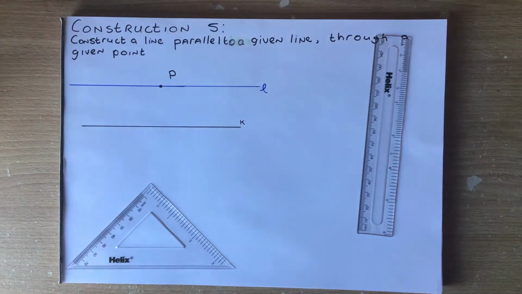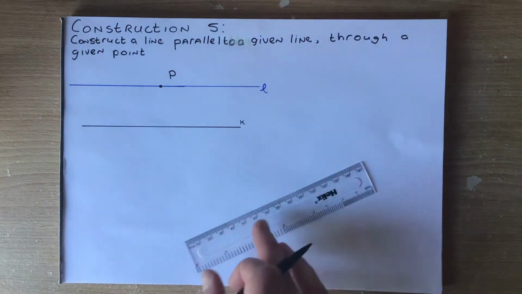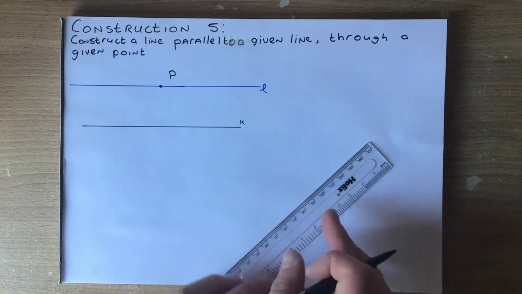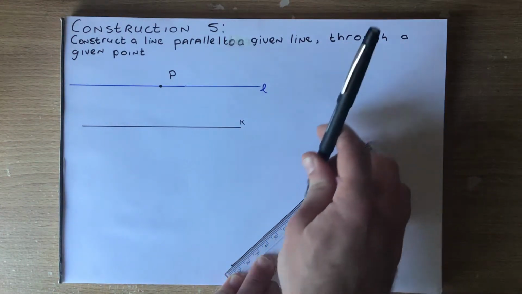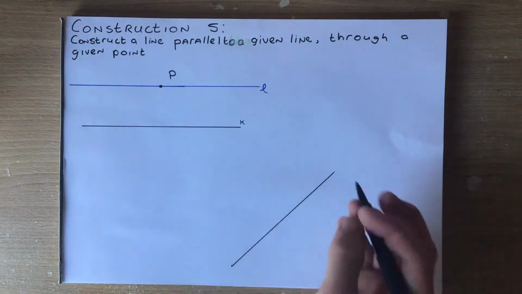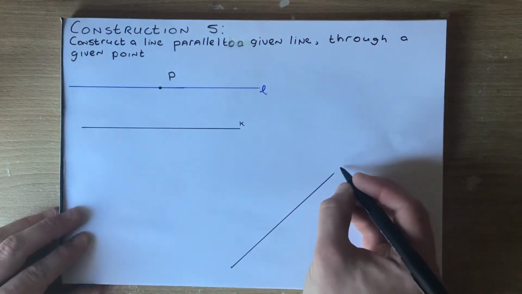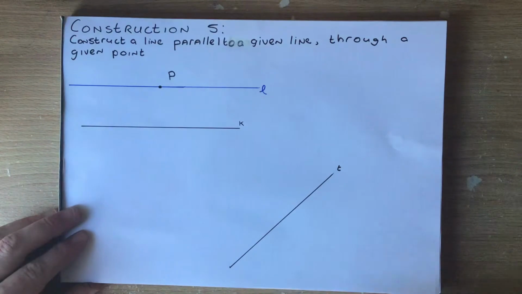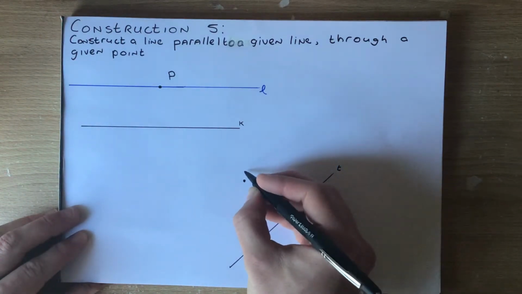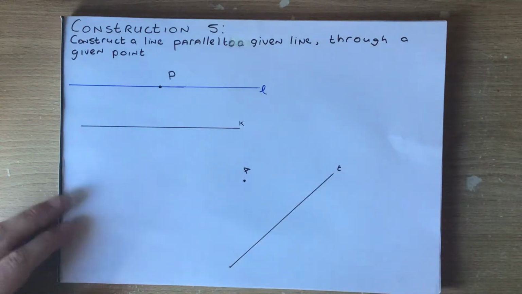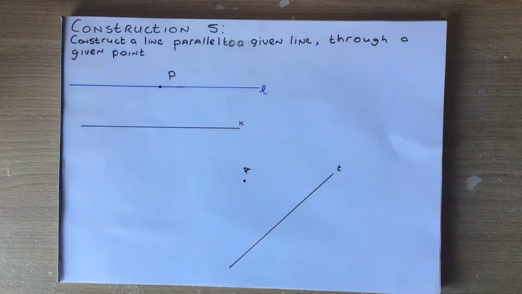Now to show another demonstration, let's say I won't always be given a line that's perfectly horizontal. Maybe I'll be given a line that looks like this at a bit of an angle. We can label this line T, and maybe I'll be given a point, and we'll call that point A. So now I want to draw a line that's parallel to T through A.